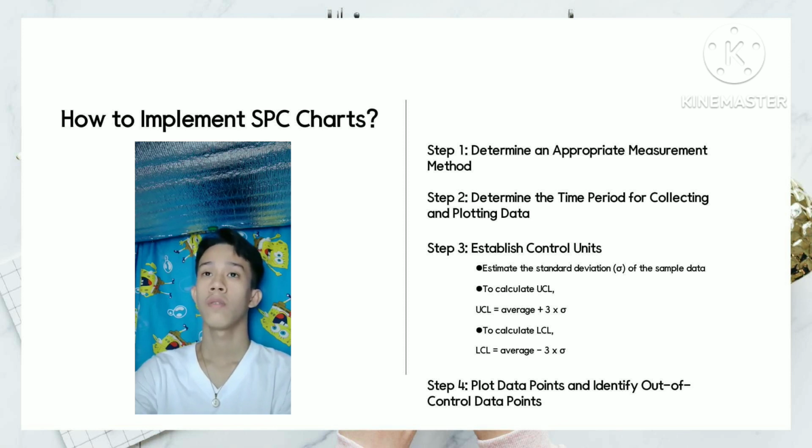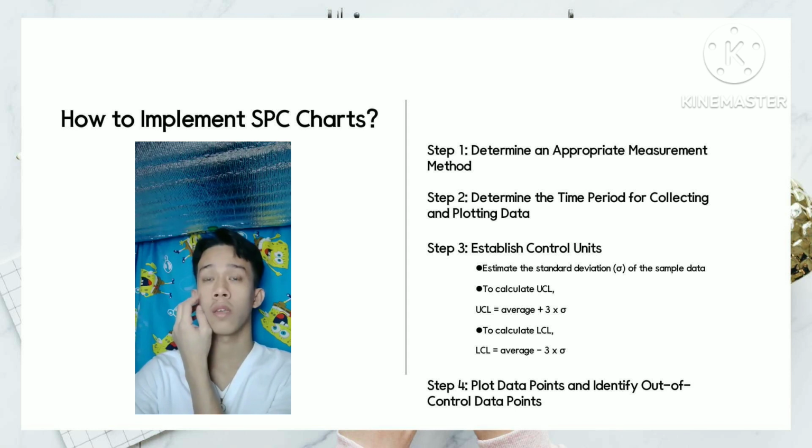The first step is to decide what type of data to collect, variables or attribute. It is highly advisable to use variable data wherever possible as it provides a higher quality of information. Once you decide what type of data to collect, you can then choose the appropriate control chart for your data.